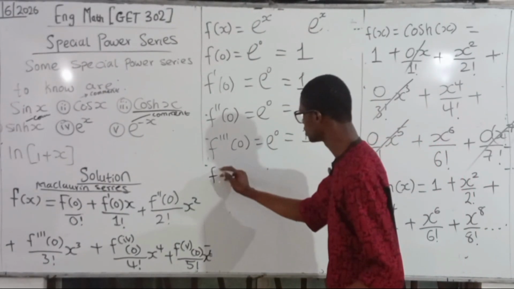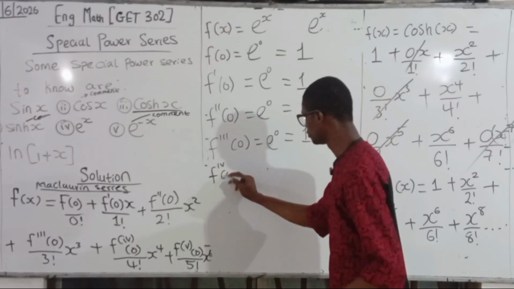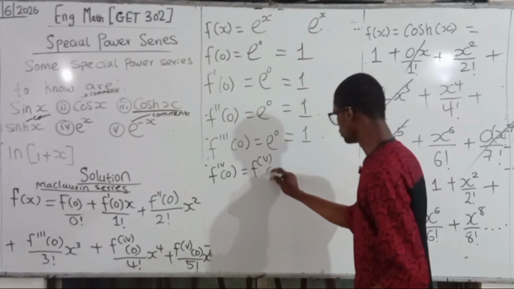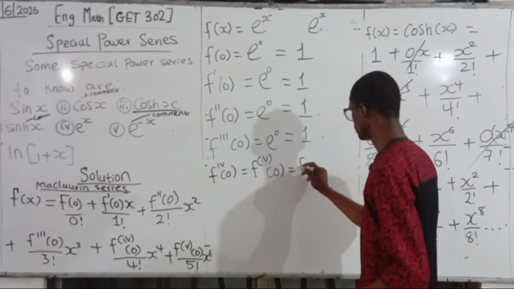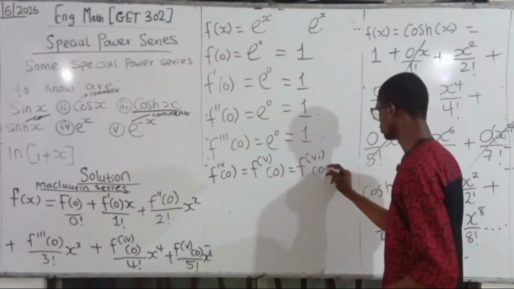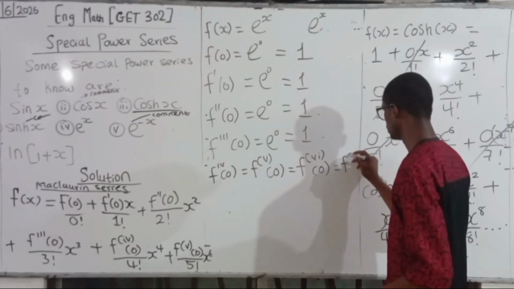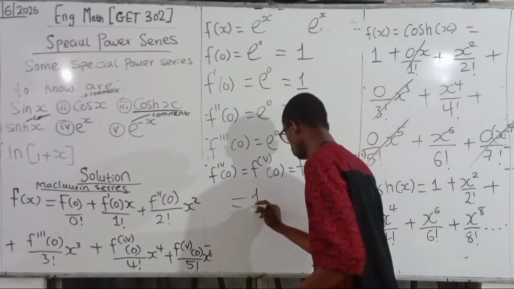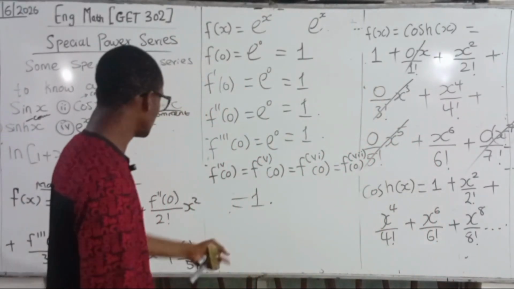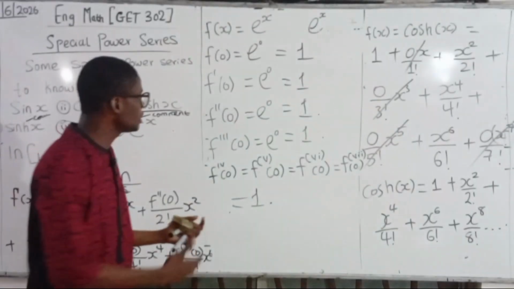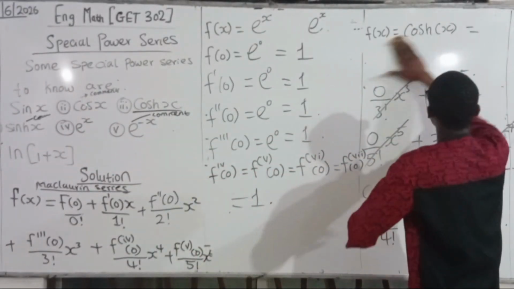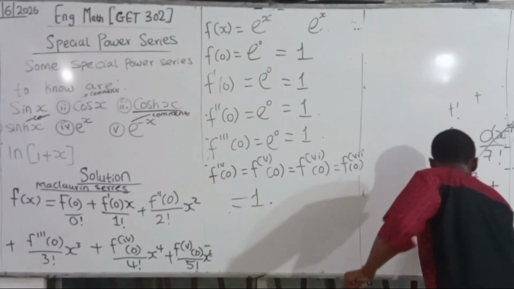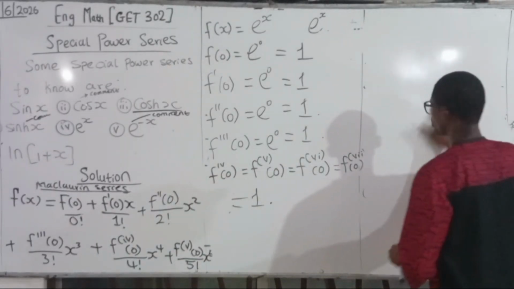So all of them, let me just write all of them: f of 0, f prime of 0, f double prime of 0, and so on, all of them. Everything will give you what? 1. So if everything gives you 1, what will happen? The only thing that will happen in this case is that you will have something of this nature. And what will you have?